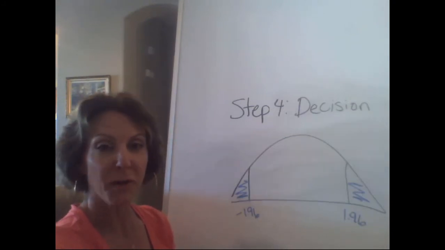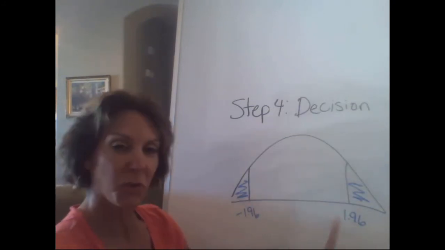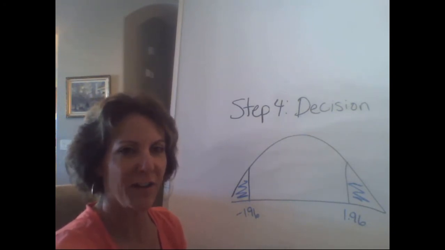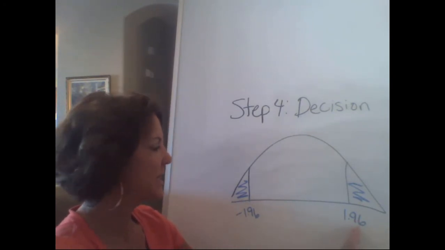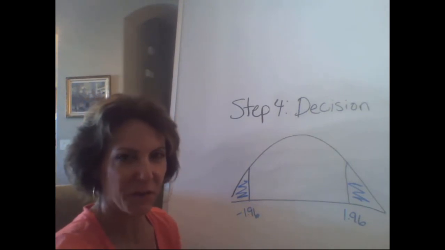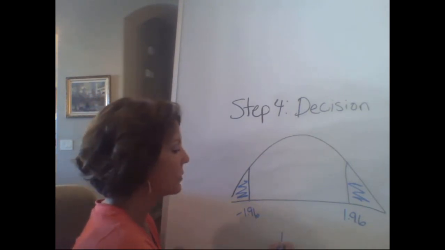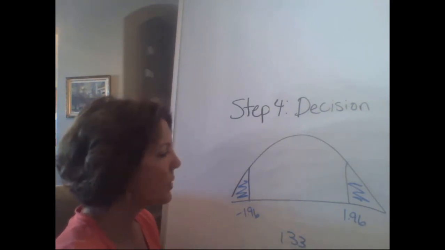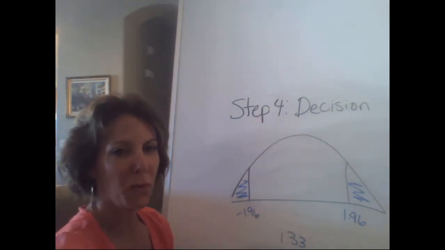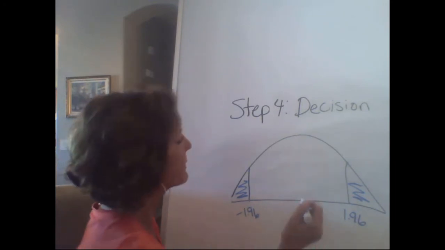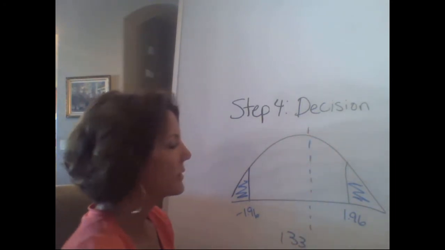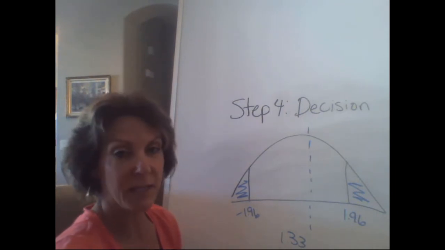Okay, coming back to our decision, I have to look at these critical areas that we set up earlier for an alpha level at 0.05. And we have 1.96 here and negative 1.96 here. The z-score that we calculated was 1.33. That's positive, it's above the mean. So I'm going to estimate about where 1.33 as a z-score would be. I think it might be about here. Okay, so now we have to make a decision.